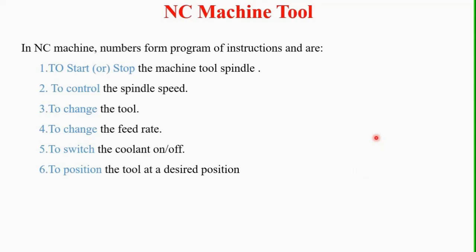In NC machines, numbers form the program of instructions, and these are a few parts of this program. These NC numbers are used to start or stop the machine tool spindle, to control the spindle speed, to control the feed rate, to change the tool, to switch the coolant on and off, and to position the tool at the desired position.